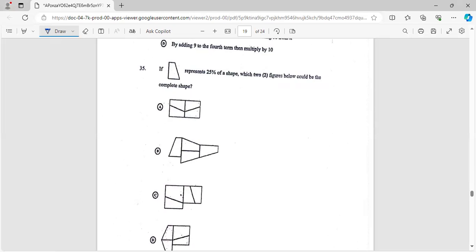Alright? So this one says if that represents 25% of a shape, which two figures below could be the complete shape? So I wonder if it's me alone realizing that every time it says 2. From 31, that's why I've been emphasizing it a lot, because I don't want persons going to the exam and they say 2 and you write 1 and you lose 1 mark from every question you answer. Once a person finds the answer, they would have just moved on if they think it's 1.